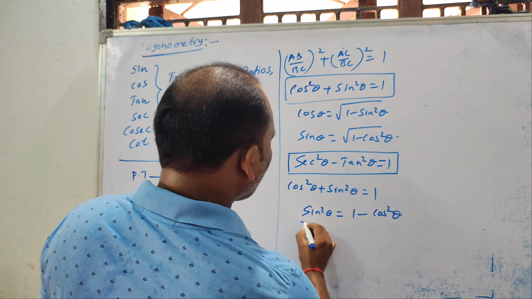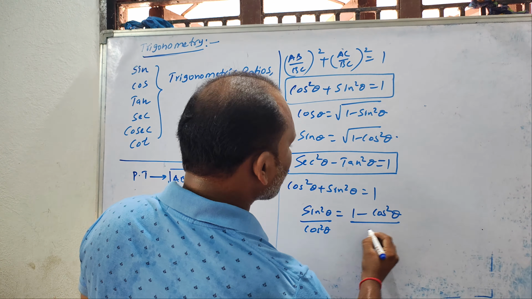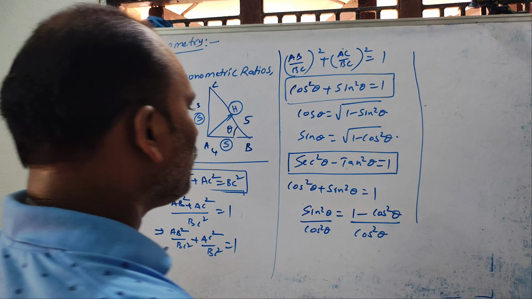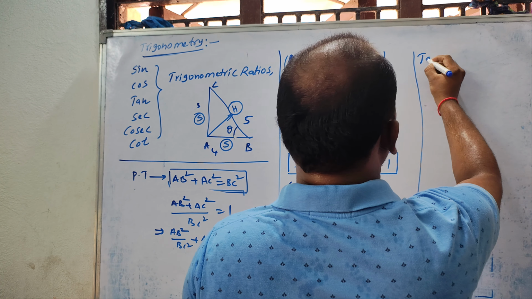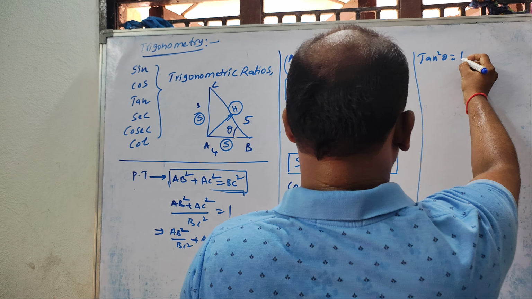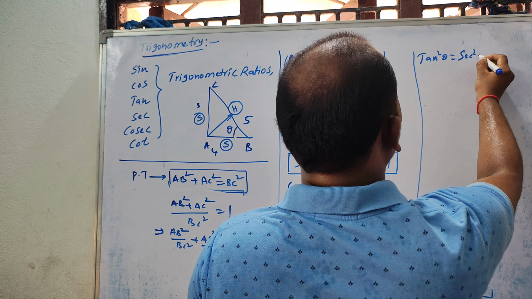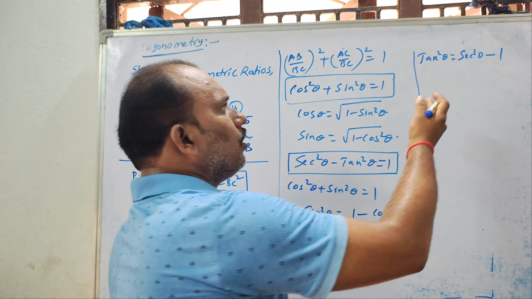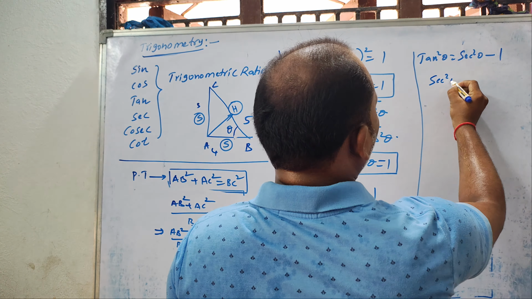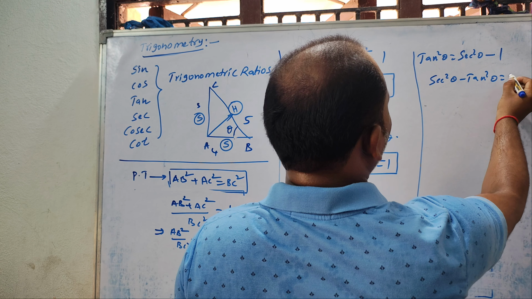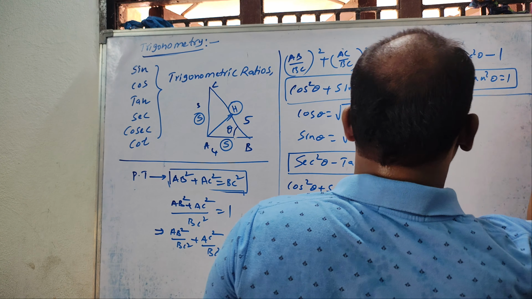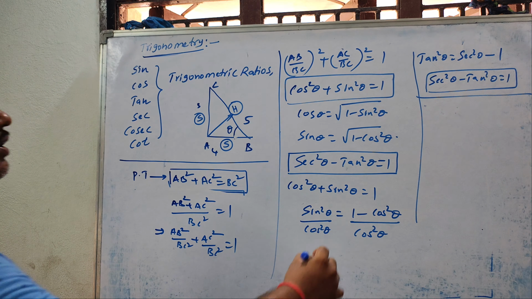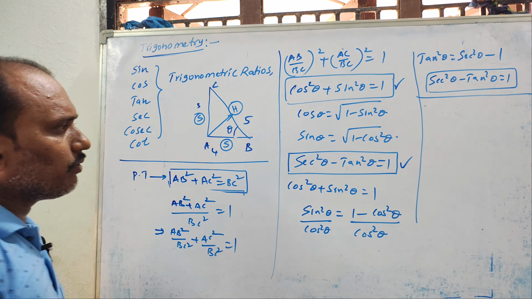How to get it? Divide by cos square theta on both sides. So what do you get? Sin square theta by cos square theta is tan square theta, equal to 1 by cos square theta, which is secant square theta, minus cos square theta by cos square theta, which gives 1. So secant square theta minus tan square theta is equal to 1. We get it or not? Yes, we get it. This is the way we get the second derived equation. So this is the basic equation, and from this we got the derived equations.